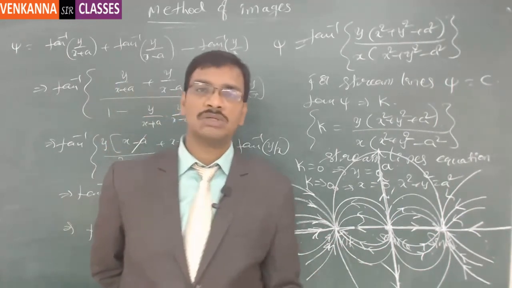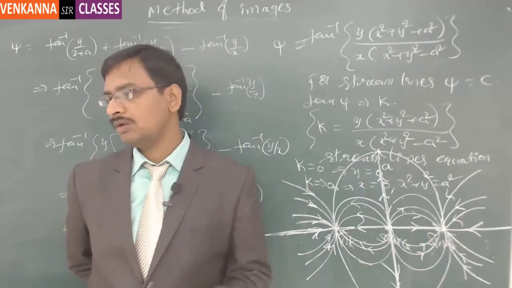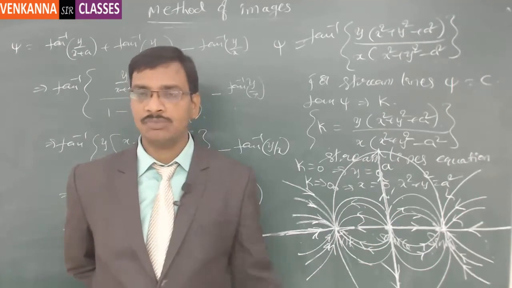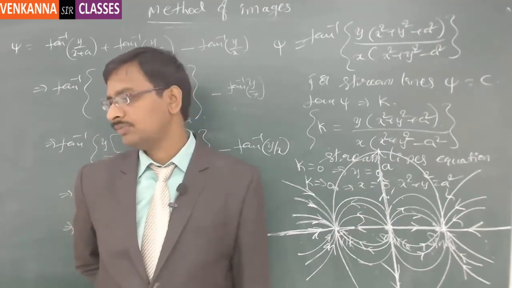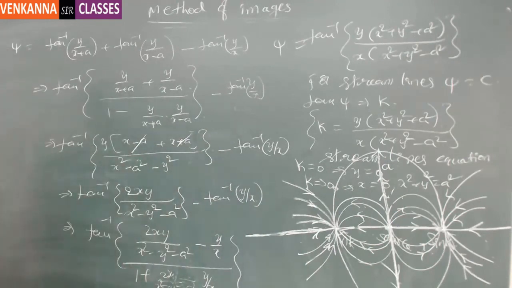So maybe a source, maybe a doublet, maybe a circle, maybe a rigid boundary or a boundary plane. Got it? But the procedure is exactly the same, no difference at all. Clear? I hope no questions are there. But the simplification is not so easy. That is the complexity. That's why you need to practice it.